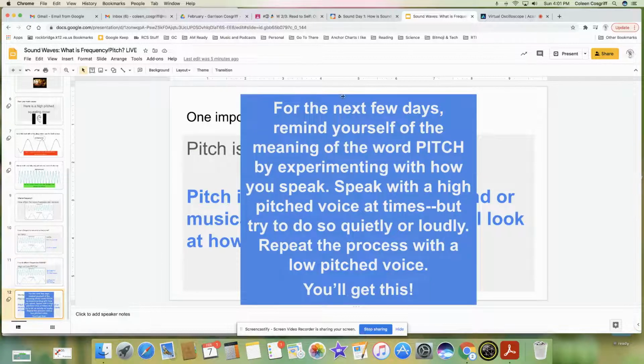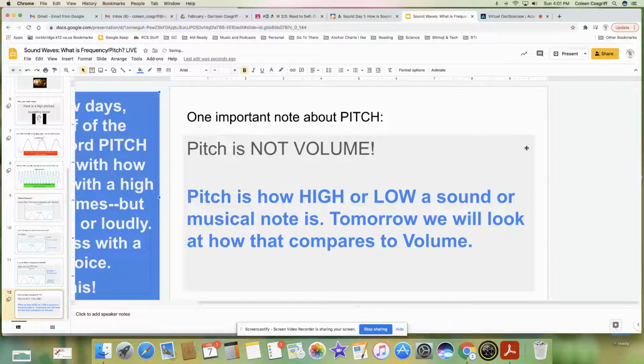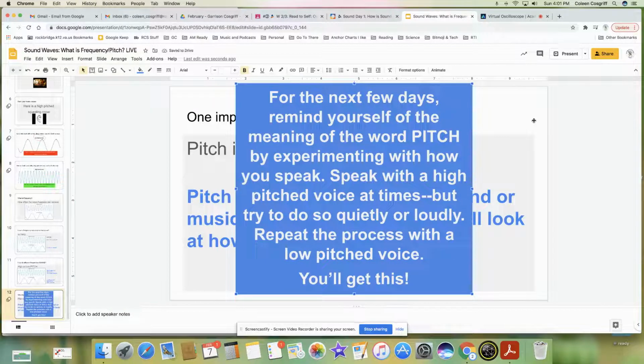Okay. So I wanted to say one last thing. Pitch is not volume. Please remember, pitch is not volume. Pitch is how high or low a sound or musical note is. Tomorrow, we can compare that to volume and how we can see that on the oscilloscope. But today, while you're thinking or talking to anyone, just experiment with how high or low pitched you talk. Remind yourself that the meaning of the word pitch doesn't have anything to do with volume. It's how high or low pitch something is, and it has nothing to do with volume.